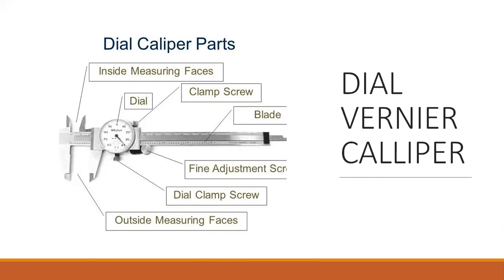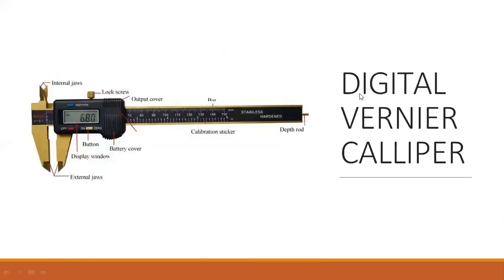Okay, we were discussing the dial vernier caliper. The remaining parts are the same. Here, additionally, a dial is added, the dial caliper. Then the digital vernier caliper. Again, same parts: main scale, moving scale. In this, you can see the digital meter, external jaws, internal jaws. All parts are the same, but the reading can be taken easily with this digital meter.